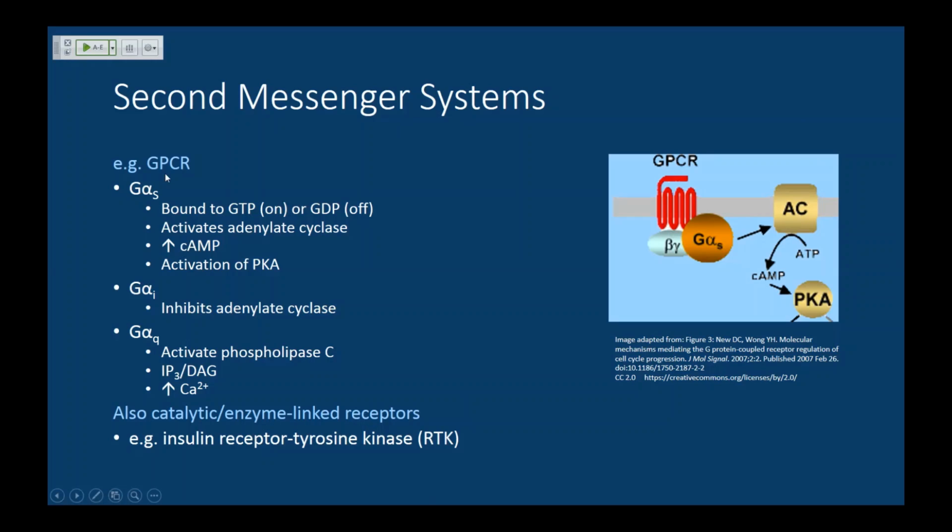And then the GPCRs are kind of the big class that you have to know, but don't forget about the others. So you can have enzyme-linked receptors, like insulin, for example, binds a receptor tyrosine kinase. So that will be more of a biochemistry lecture, but again, at some point, it's good to learn.